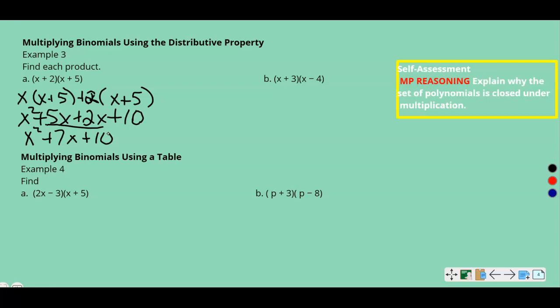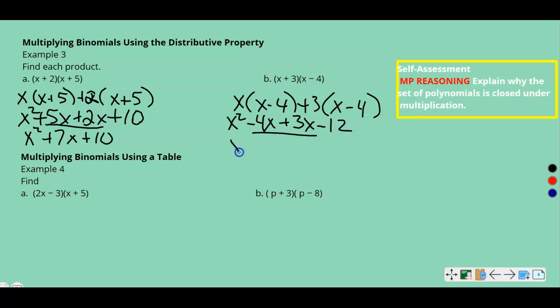All right, B part, again, we're going to do x times x minus 4, and then 3 times x minus 4. So what I'm doing is taking the x and multiplying it by both of these terms, and the 3 multiplying it by both of these terms. So I'm going to have x times x is x squared, x times negative 4, negative 4x. And then 3 times x and 3 times negative 4. Again, combine like terms. X squared, negative 4x plus 3x is negative 1x, minus 12.